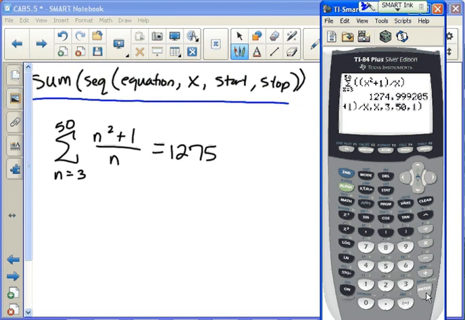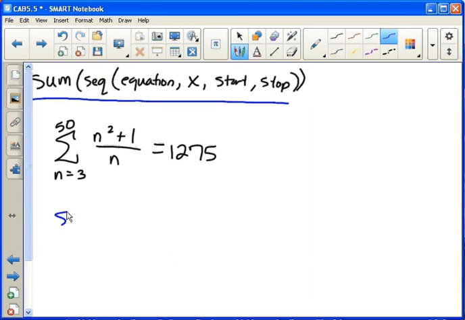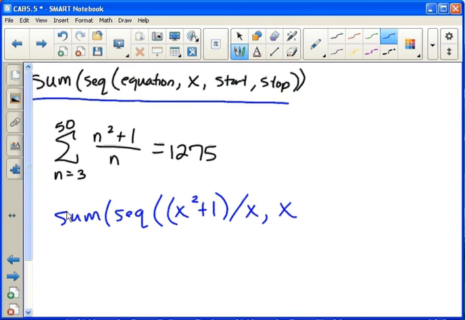On older calculators, you have to just do sum of the sequence, and then usually it just takes you to the normal screen, and at this point is when you'd have to plug in parentheses x squared plus 1 divided by x, comma x. This x right here is just telling the calculator what variable you're using. It's the same idea as what's right here. It's identifying what variable to plug the numbers into. And then you tell it the first number to plug in, 3, and the last number to plug in, 50. And if you do that, it will do the same thing even with an older version of the calculator.